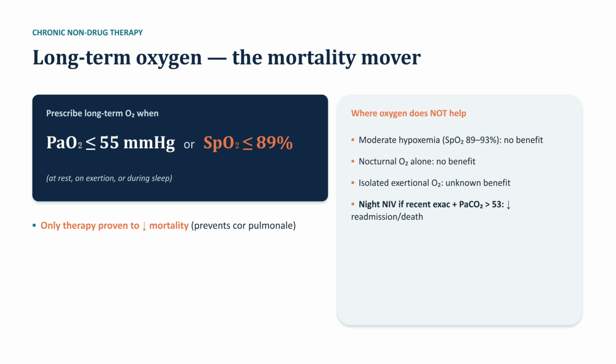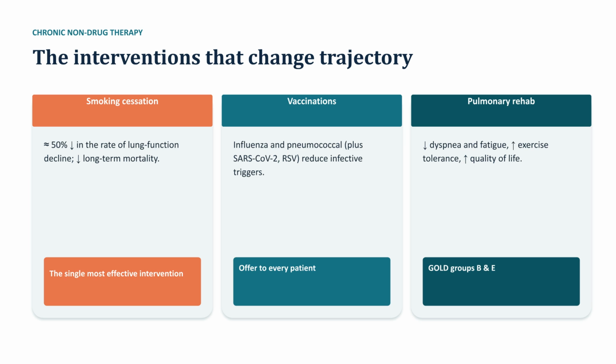Treatment is grouped by GOLD category. Group A patients start with a single bronchodilator. Group B and E patients are started on dual bronchodilator therapy, while Group E patients may also require inhaled steroids based on blood eosinophil counts. No matter the group, smoking cessation and vaccinations remain non-negotiable foundations for all patients.